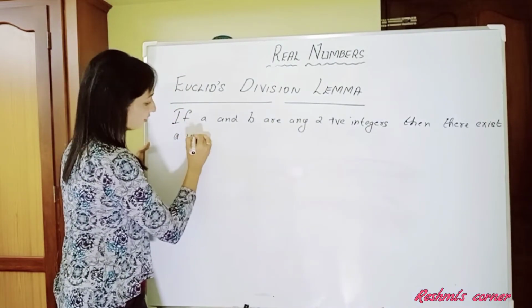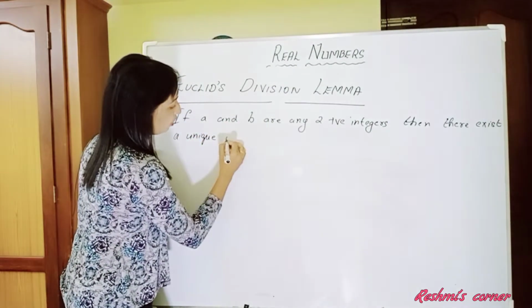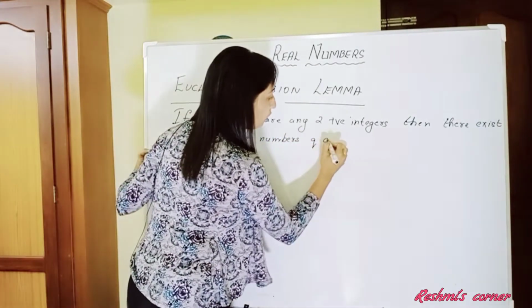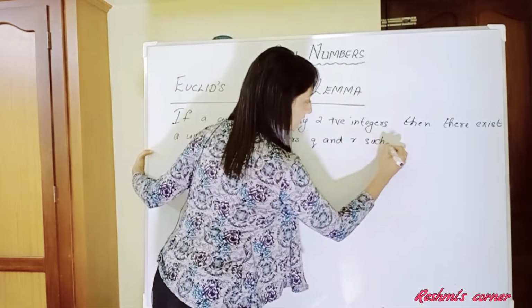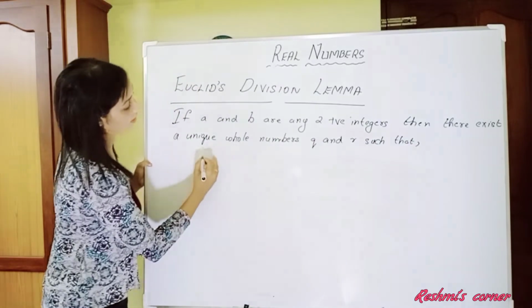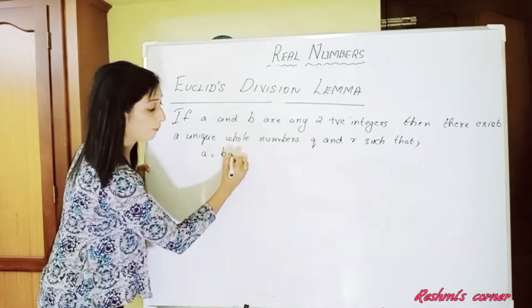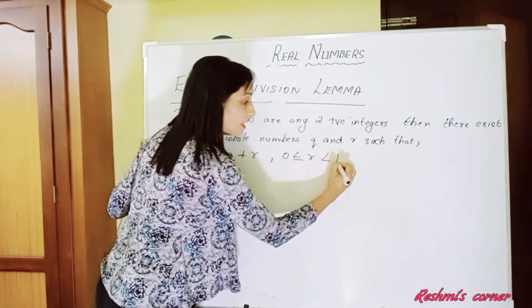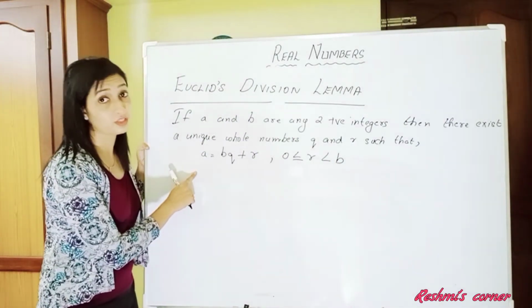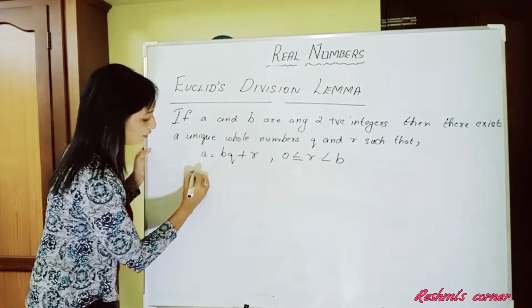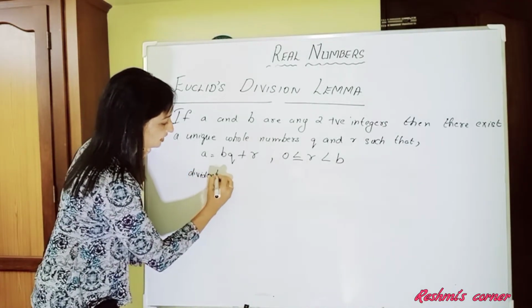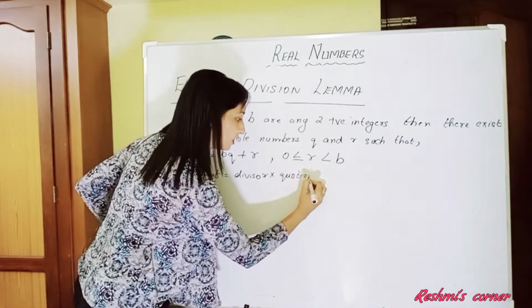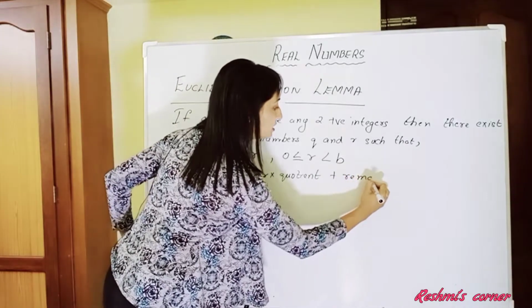a unique pair of whole numbers Q and R such that A is equal to BQ plus R, where 0 is less than or equal to R, which is less than B. Now alternatively you can write this as dividend is equal to divisor into quotient plus remainder.